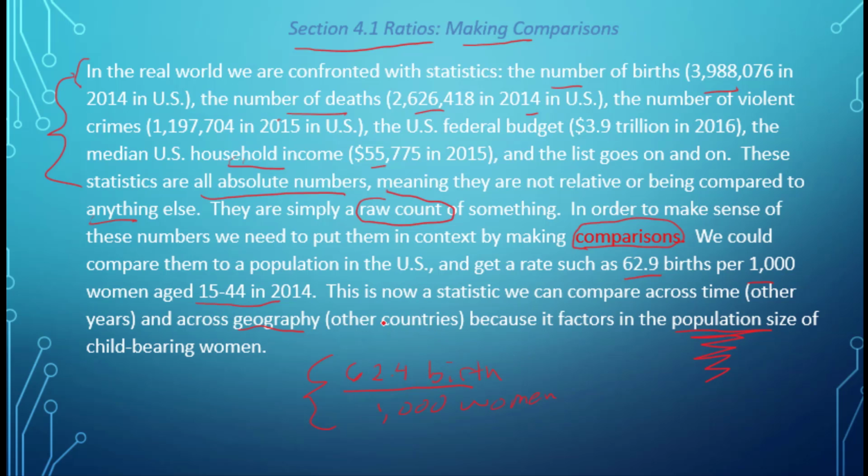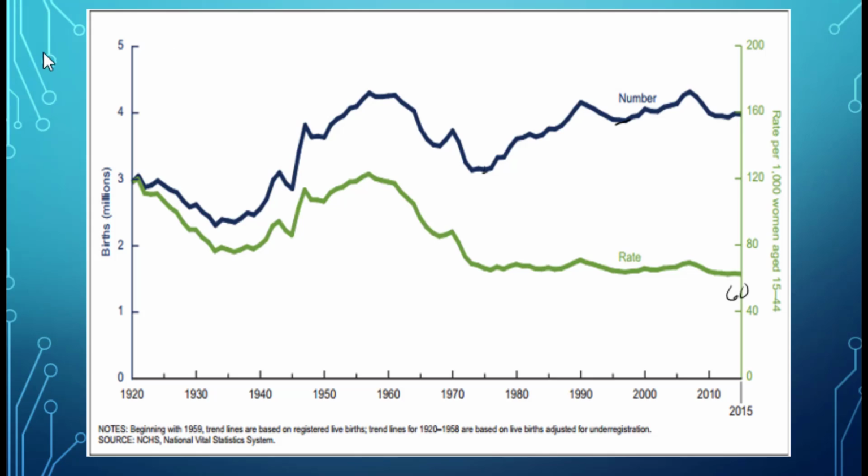So let's just take another look at this with the graph. So we'll take a look at this graph here, which has both the raw numbers right here, how many births there were in the United States in a given year. The dark blue line is the raw number. And the green line is over here. It is the rate per 1,000 women aged 15 to 44.